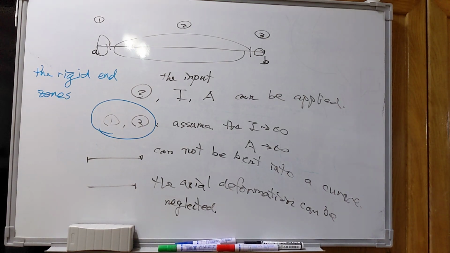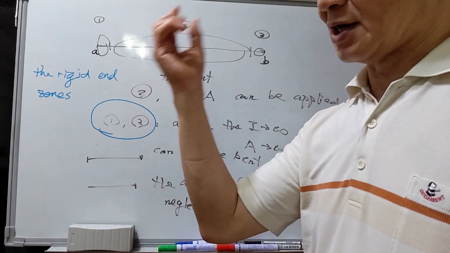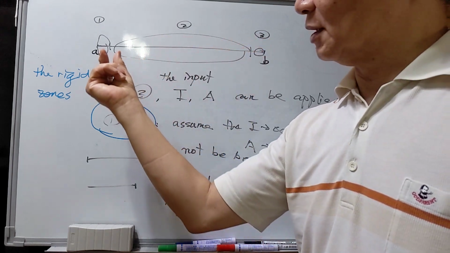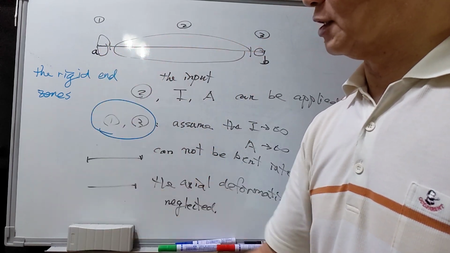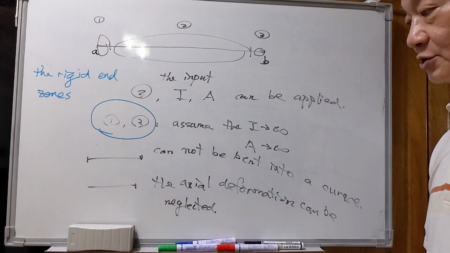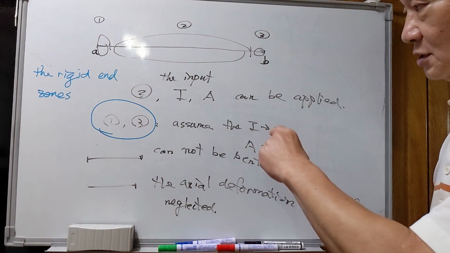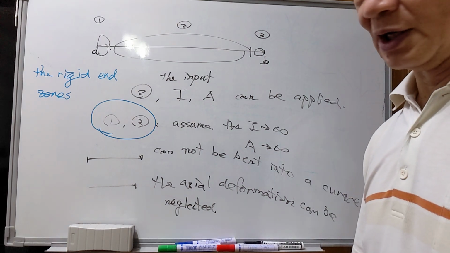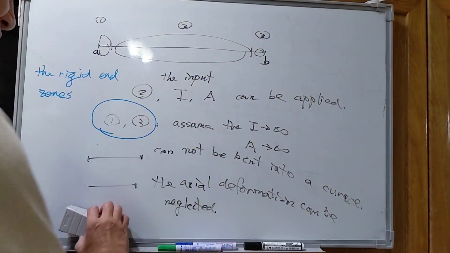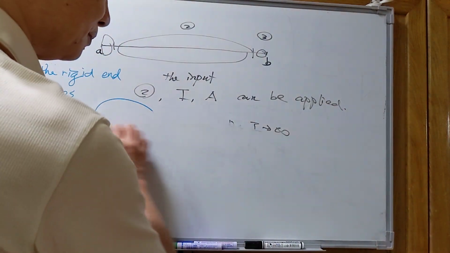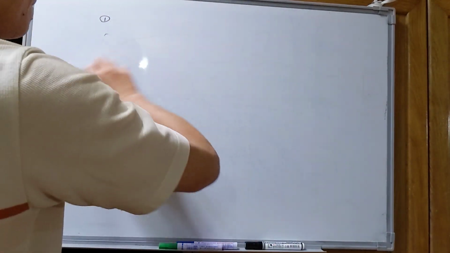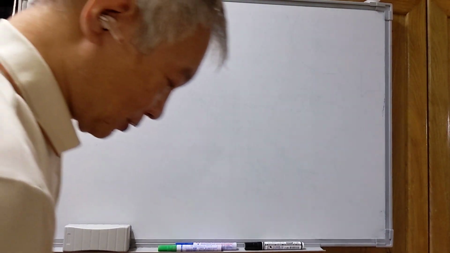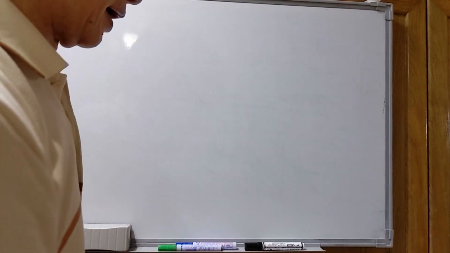Okay, so let's continue. If we consider the real size of the elements, we can say that at the two end zones we have rigid end zones, or however, that's the assumption. At the end zones, the moment of inertia and the sectional area are both close to infinity. So how can we analyze a problem like this one?